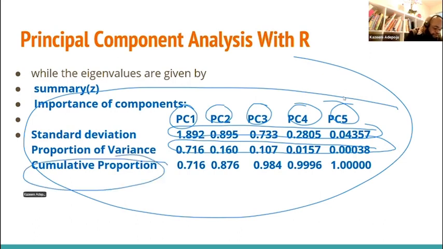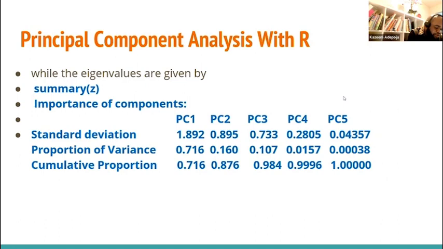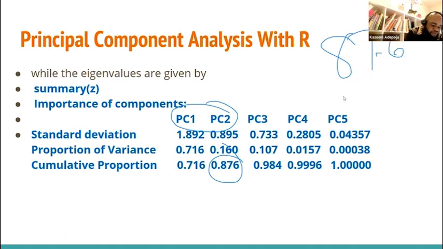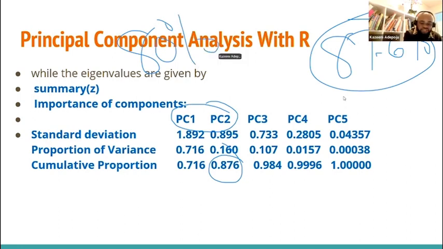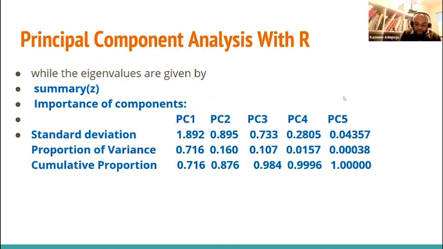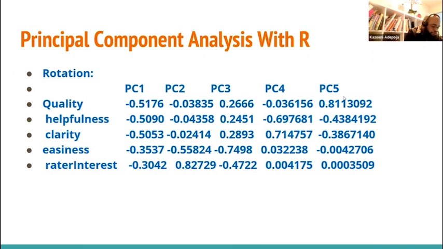The combination of those two gives 91.6%. So what was the threshold? The threshold is 80%. Which means in this analysis, I'm only going to use principal component 1 and principal component 2. Look at that. So I'm going to be focusing on this one and on this one.